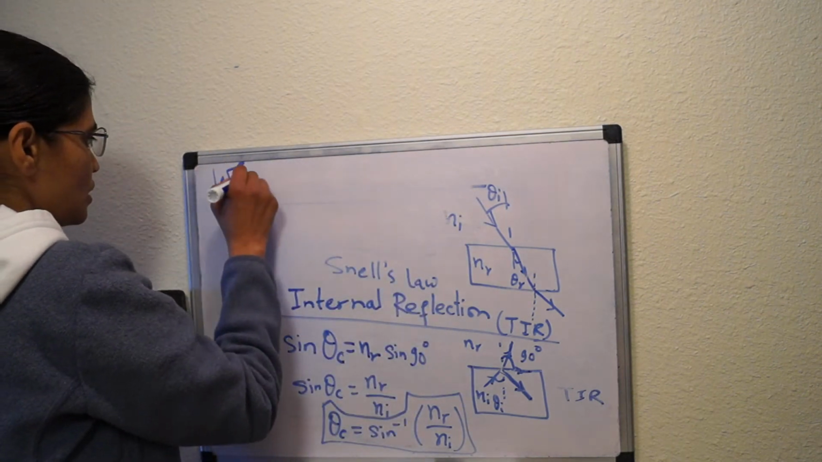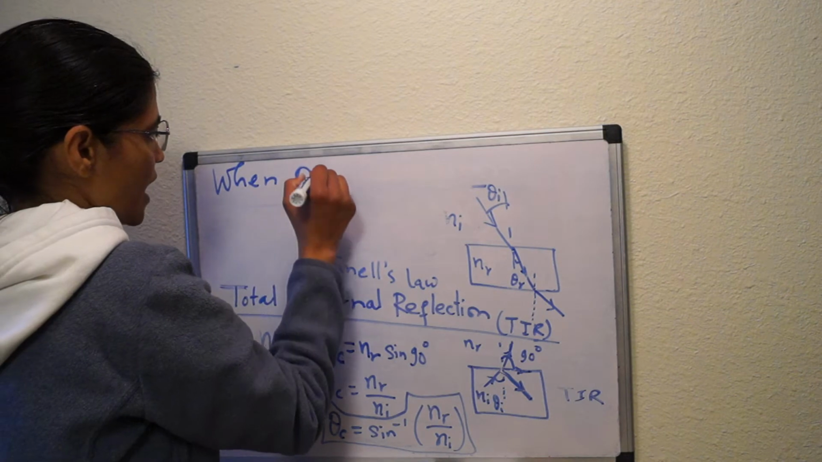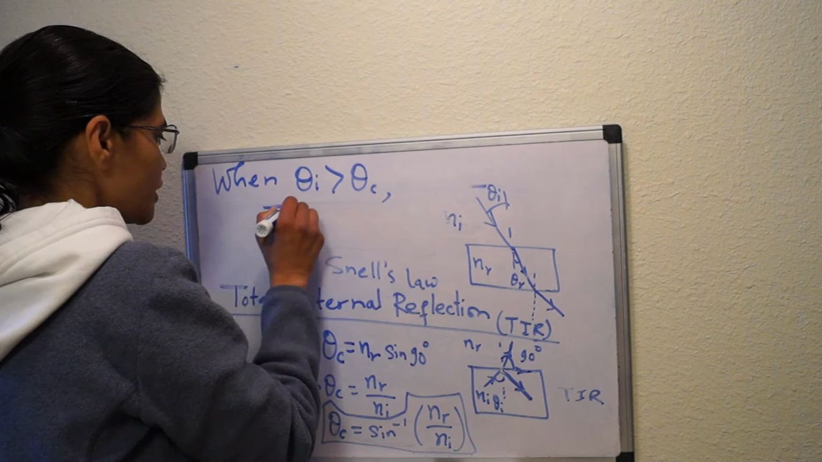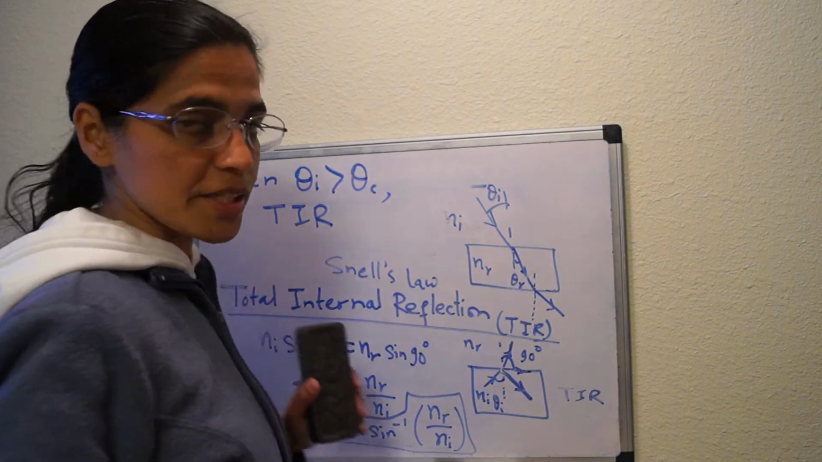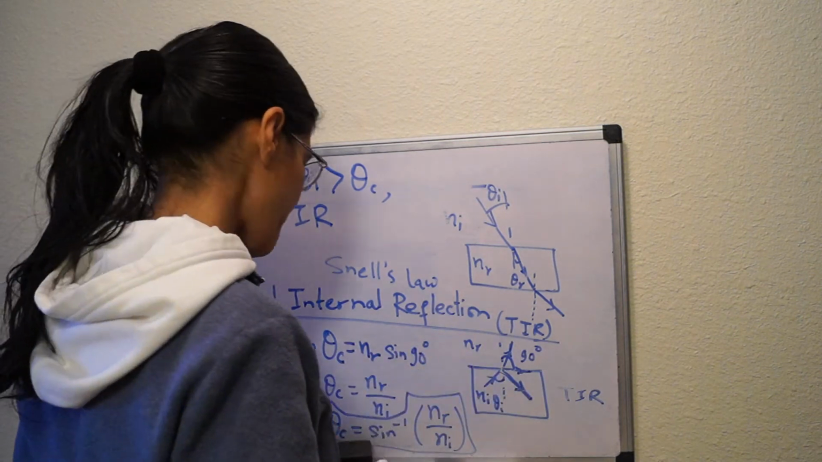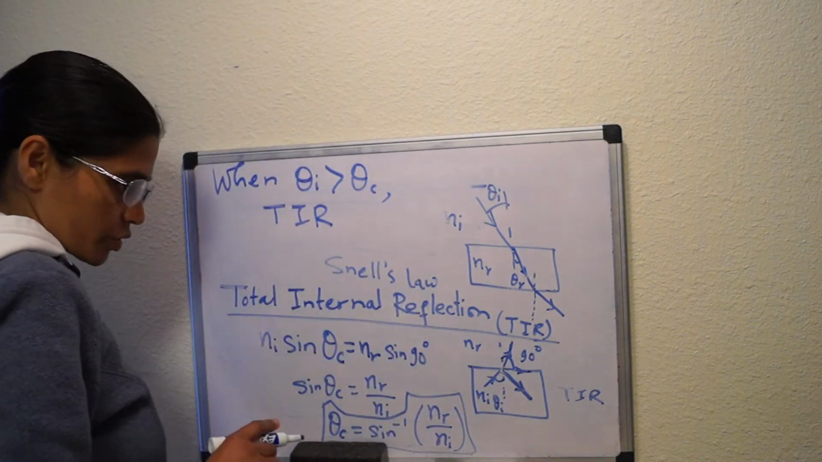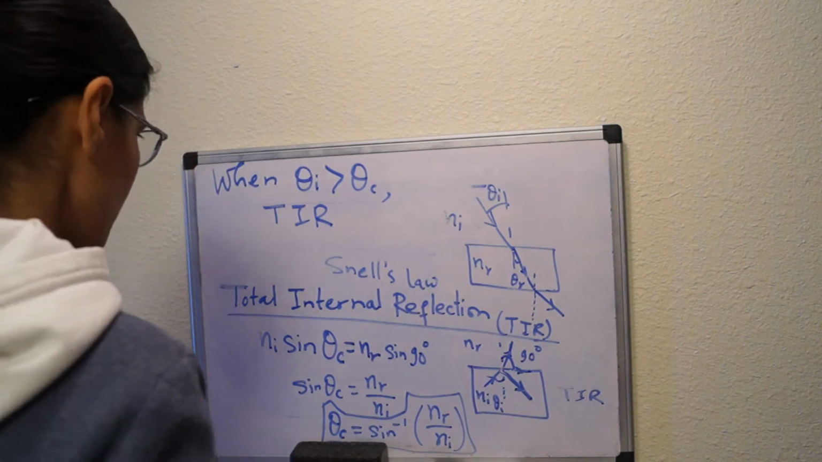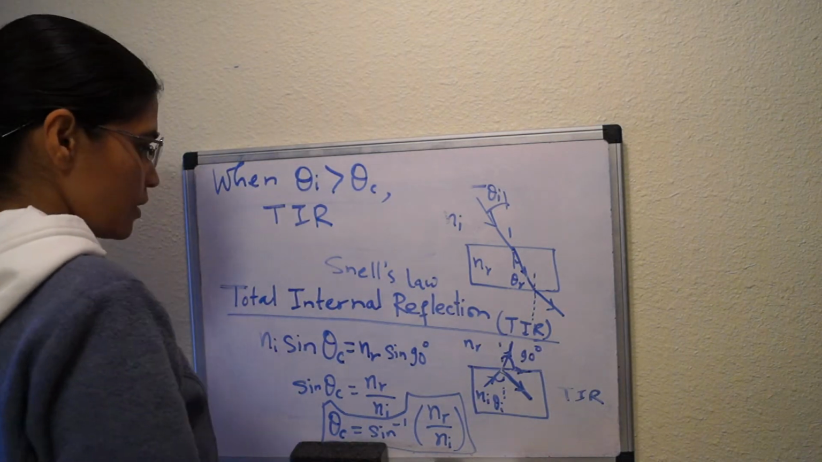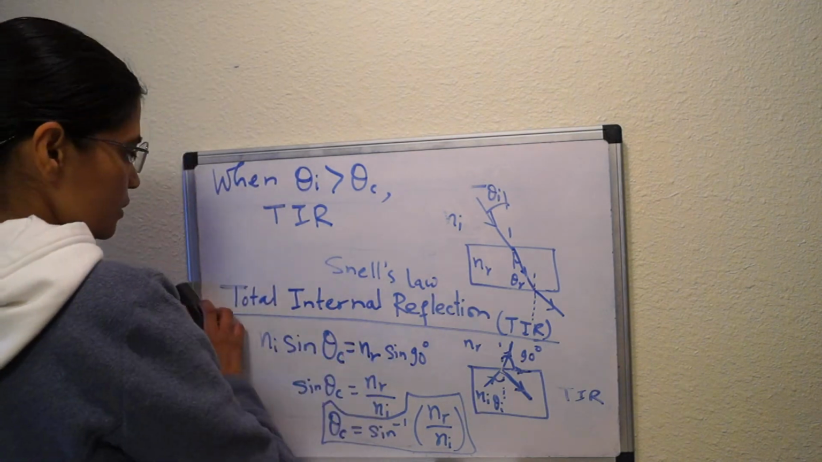When the angle of incidence theta I is greater than the critical angle theta C, total internal reflection takes place. All the light is going to come back to the same medium, reflect back. So this is the case for total internal reflection. Okay, so let's do one example.